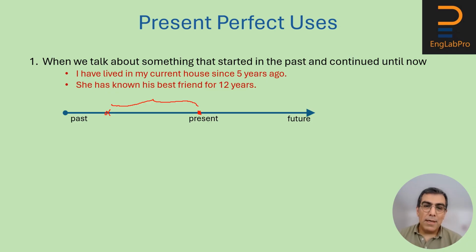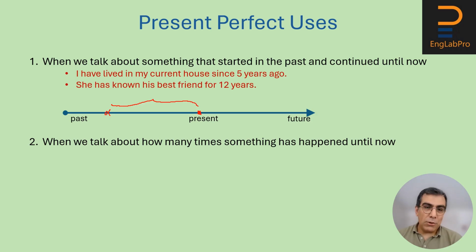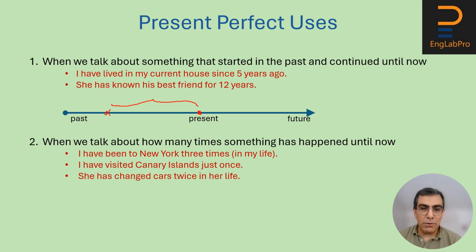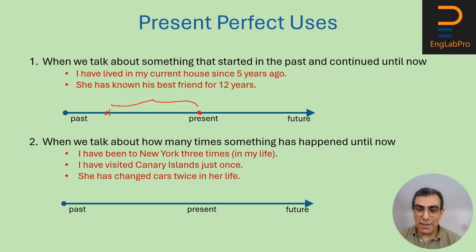The second use of present perfect is when we talk about how many times something has happened until now, the number of times something has happened. For example, I have been to New York 3 times in my life. It doesn't matter whether you say in my life or not, the sentence is clear, it's present perfect, so it means in your life. I have visited Canary Islands just once, or she has changed cars twice in her life. So if we look at the timeline again, and here is present, it means how many times something has happened until now.